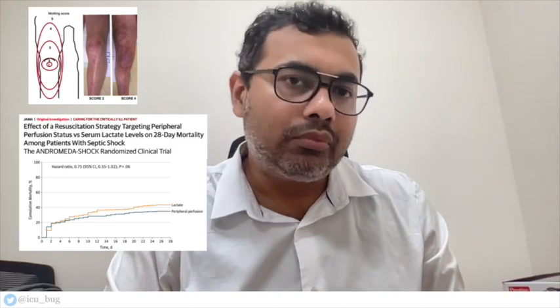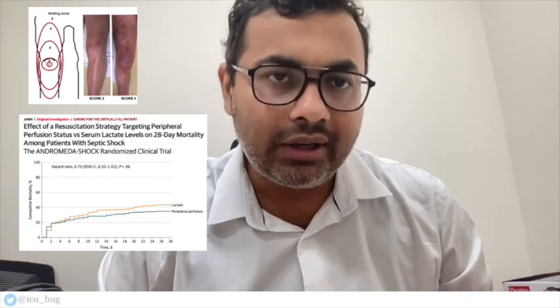There are other clinical markers as well, which are very important because of the latest ANDROMEDA-SHOCK trial that has been published, which has shown us that capillary refill time guided therapy is as good as lactate guided therapy. Another important parameter that we keep watching in our clinical practice is the mottling score. The mottling score is also a marker of tissue perfusion.